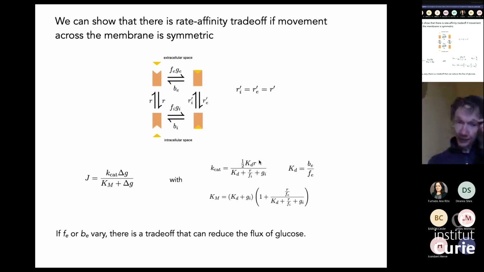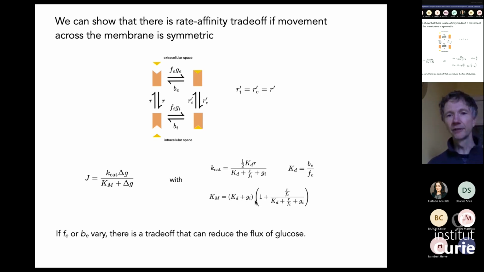So we can calculate, as I said, this model is straightforward, so we can go ahead and calculate everything. In particular, if I assume that this rate of flipping back and forth across the membrane is identical whether or not glucose is bound, in other words, that these R primes are the same as the R's, then the expressions for the kcat and Km are a bit simpler.